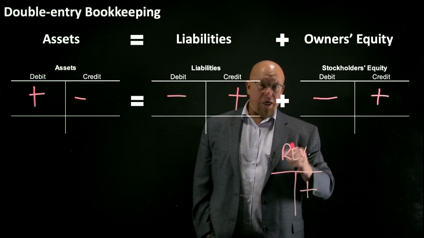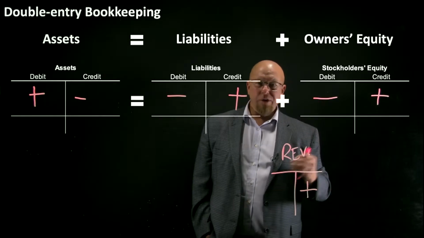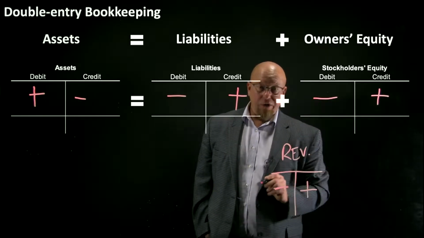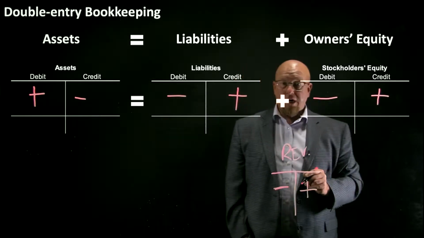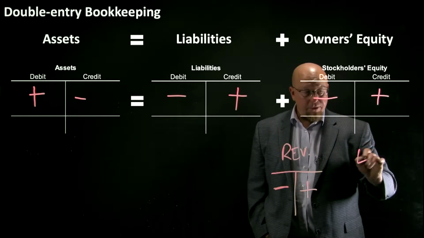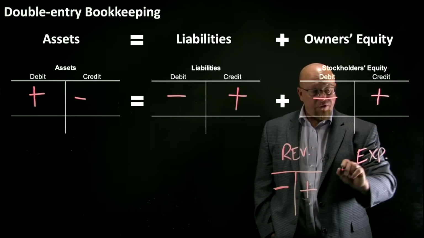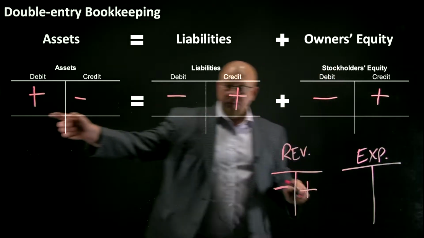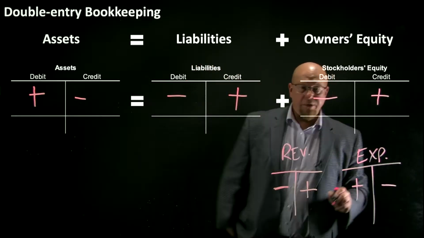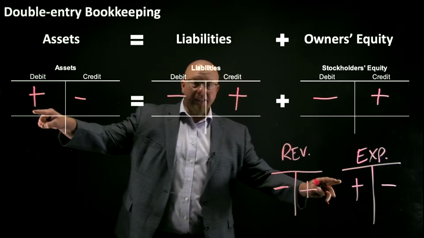Think about more customers, more customer revenue, more profits, it's going to be a more valuable company. Of course, if our revenue goes down, that's going to cause our profit and our stockholders' equity to go down. Now expenses, remember, expenses have the same behavior as assets, right? Remember that from a few slides ago. Expenses go up with a debit, down with a credit. Just the same as assets over here.